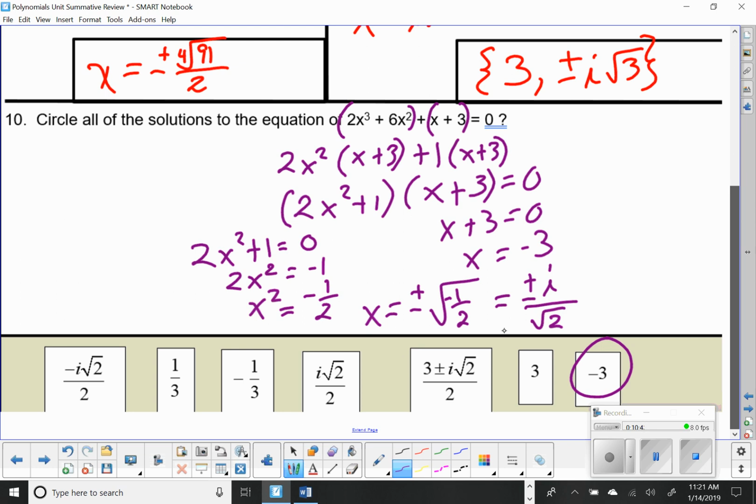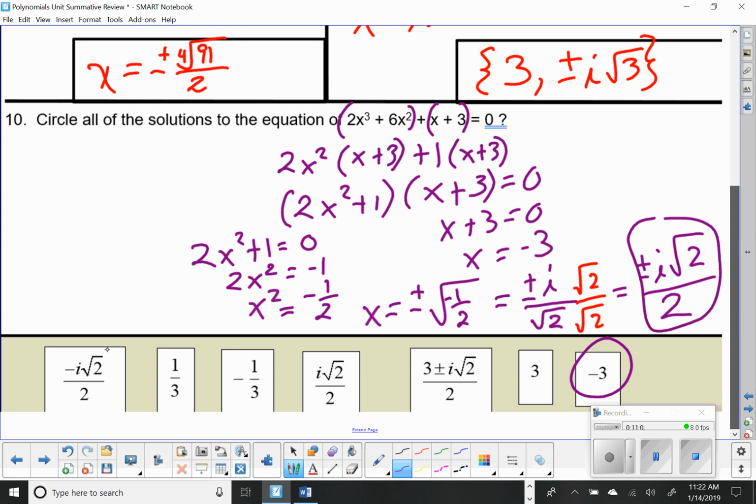I don't have this guy, but wait. I have to rationalize the denominator, which means I have to use the multiplicative identity, multiply by a form of 1, and now I have plus or minus i root 2 all over 2. So now I've got negative i root 2 over 2, positive i root 2 over 2.